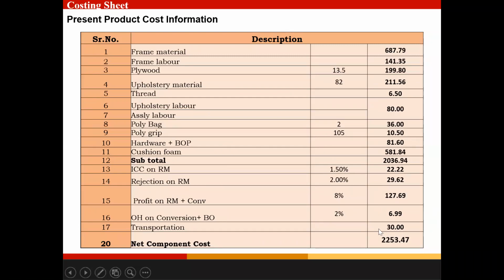So here they will consider the overall cost of the seat assembly, which is 2,253.47. So they will analyze each and every aspect in detail, and they found out this is the overall cost.